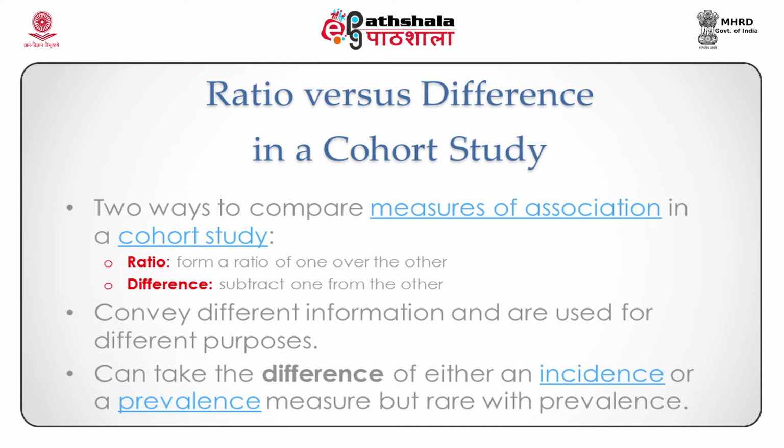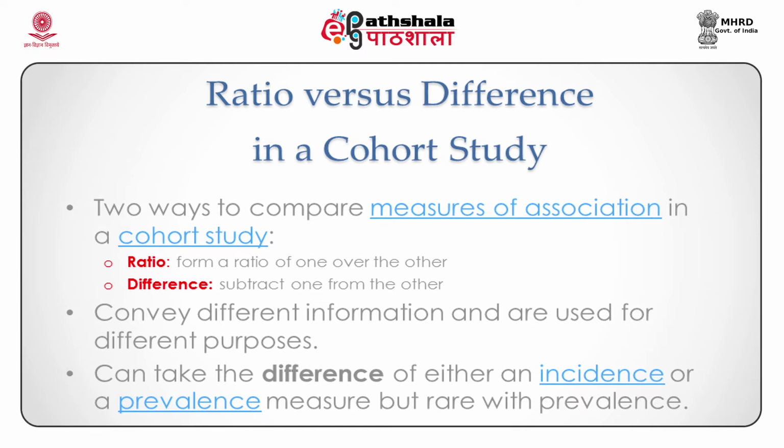That is, we look at the percentage of people or the proportion of people who develop the disease in either of the groups, and we form the ratio of this to compare the relative disease occurrence in the two groups. Alternatively, we could look at the difference. That is, we find the proportions which develop the disease in the two groups, and instead of dividing the proportions one by the other, we look at the difference of the two proportions. Now, the two measures will convey different information and are used for different purposes, as we shall see in the following slides.